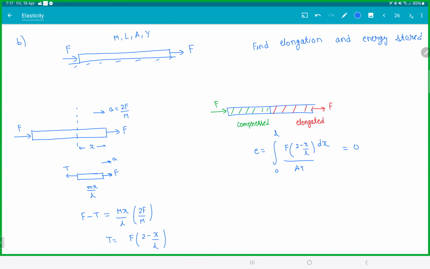In the exam they can ask you like that. They can ask you to find the elongation in the first half of the rod. Then you'll go on. You can't say the whole thing is at natural length. The rod is not in natural length. Understand that much.